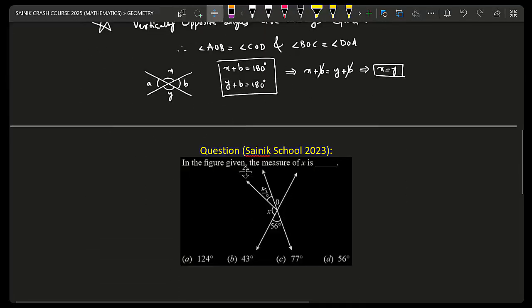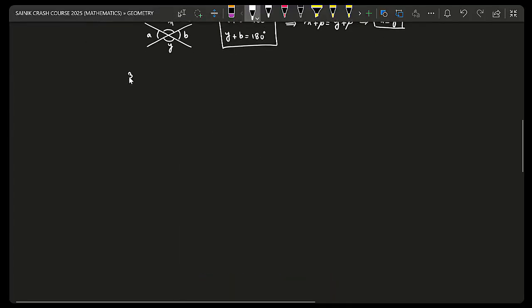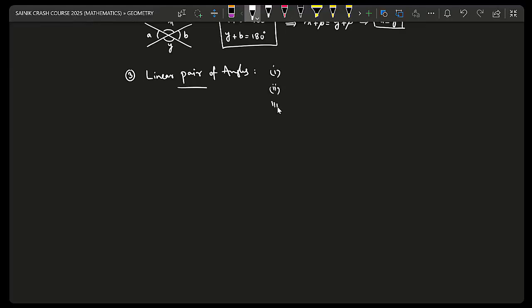The third pair is linear pair of angles. If you want to call two angles a linear pair of angles, there are 5 conditions. 1, 2, 3, 4, 5.